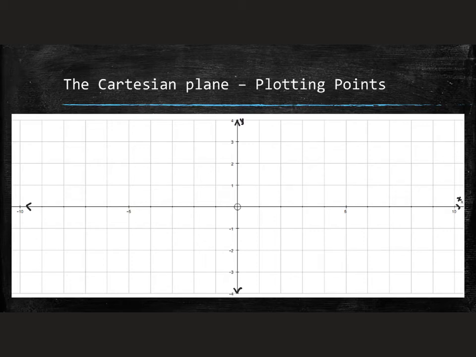I want you to plot the following points. I want you to plot A, that is the point (7;3). I want you to plot the point B, which is the point (3;3). And I want you to plot the point C, which is (3;1). Once you've plotted those points, I want you to tell me, where are they? Are they in the first quadrant? Are they in the second quadrant? Are they in the third quadrant? Or are they in the fourth quadrant? Pause this video and draw your sketch and tell me where they are.